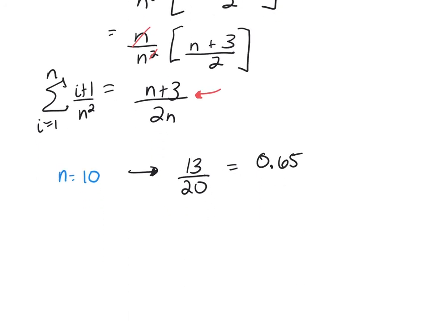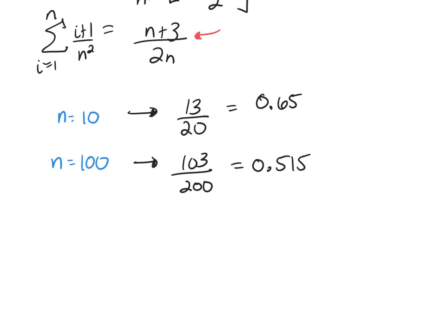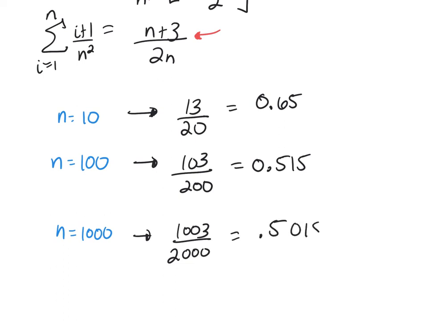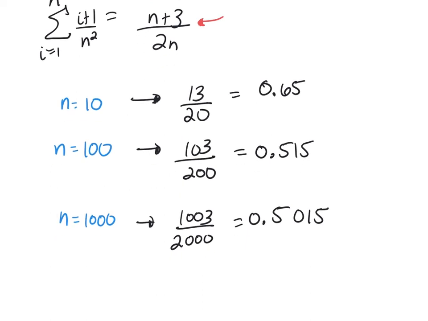If N is 100, plug in N equals 100 into your formula, you'll get 103 over 200. So that's about 0.515. And if you plug in N equals 1,000 into your formula there, you'll get 1,003 over 2,000. That's 0.5015. So you can now quickly find these summations without actually adding 10 numbers or 100 numbers or 1,000 numbers. We can just use our formula there.